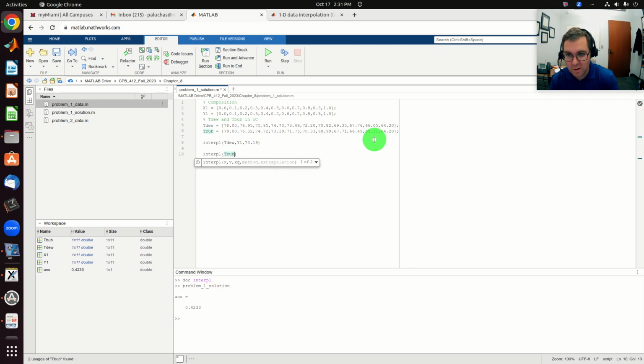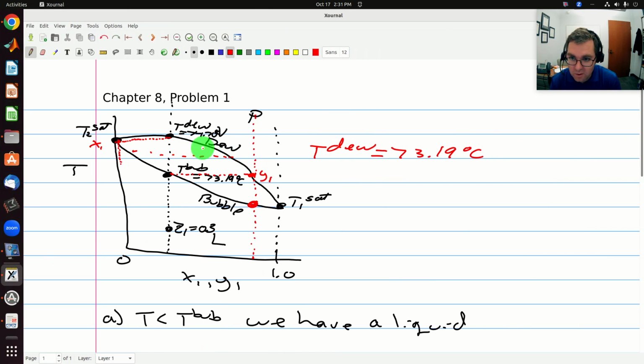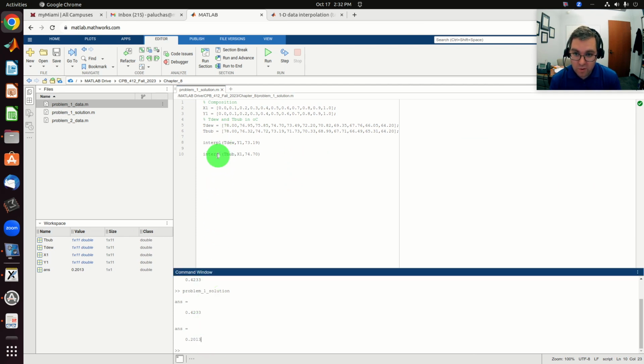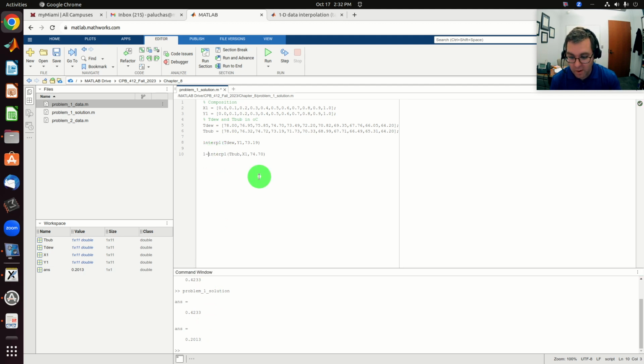So now I'm going to interpolate in T_bubs. Compute my x value of 1. T_bubs is 73. Nope, not 73.19. When I get T_bubs equal to T_DO, 74.70. Okay, bam. So if I run this, I get an x1 min of 0.2013. Okay, and so 1 minus that would then correspond to my max, which is 0.7987.